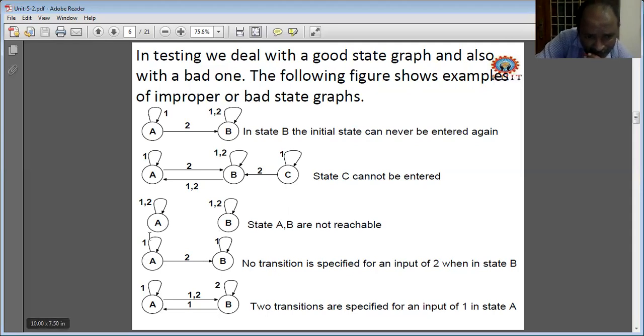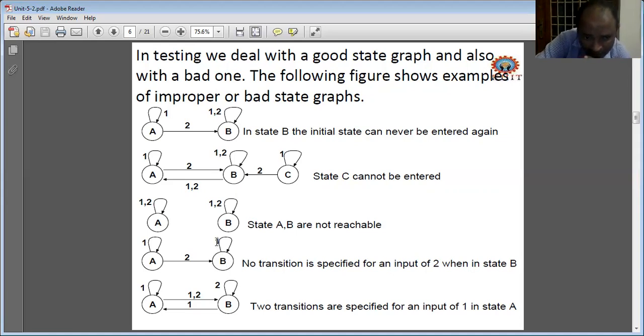Here A consists of 1 transition. Here it consists of 1. No transition is specified for an input of 2 when in state B. Here from A to B it is 2. Okay, no transition is specified for an input of 2 when in state B.